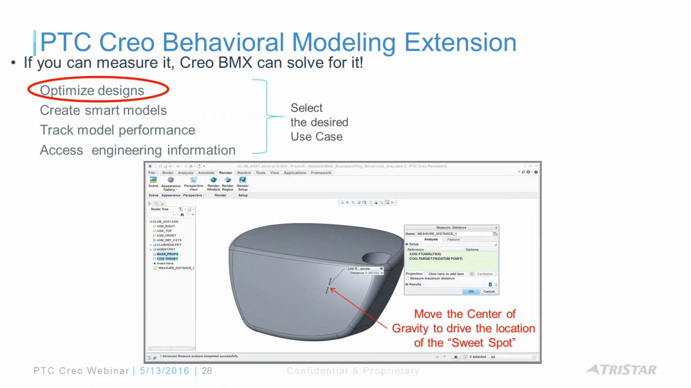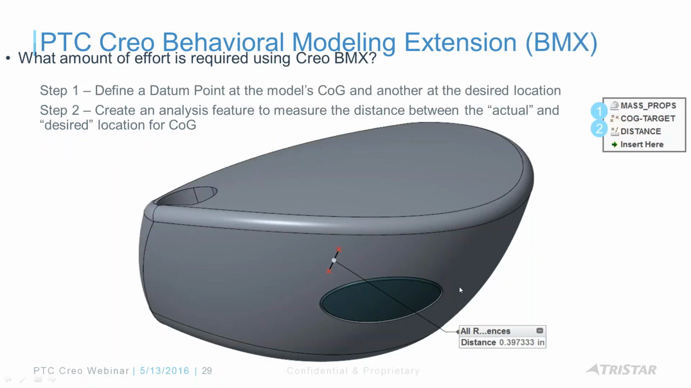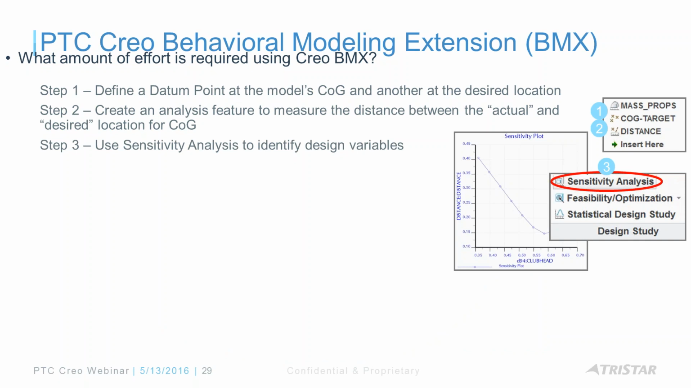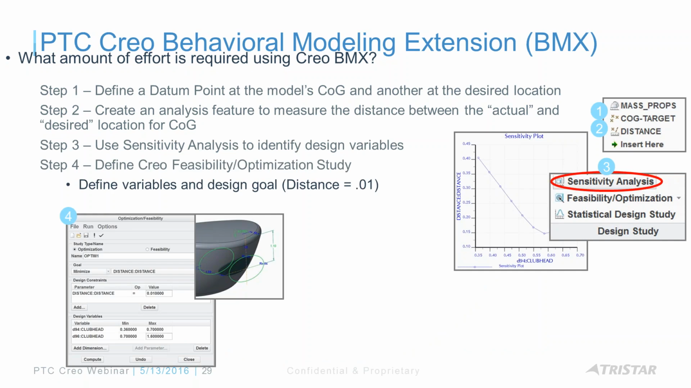So in this case, what I would do is I would calculate the distance, right? I would ask Creo to calculate the distance between the target and the actual COG, the center of gravity. And then what I'll have the software do is tell me what dimensions impact the CG location the most, the horizontal or the vertical or any other dimension, right? So I'm able to do sensitivity analysis between some known dimensions in Creo and the CG location. Once you figure out what your most sensitive dimensions are, then you could use them in an optimization study.